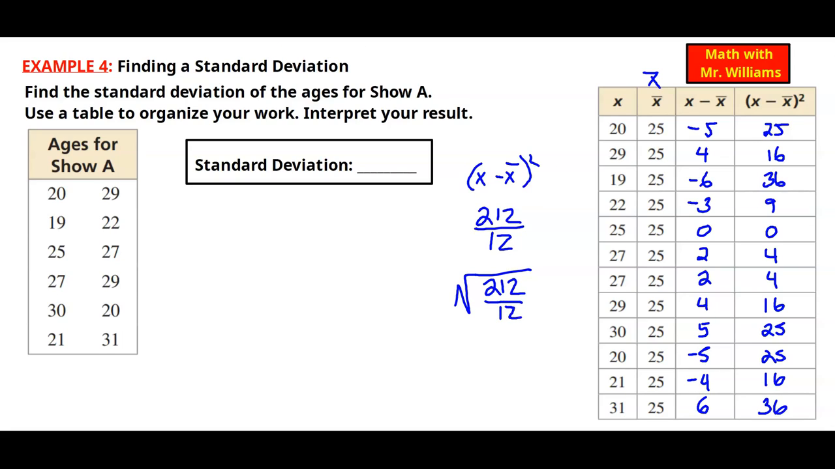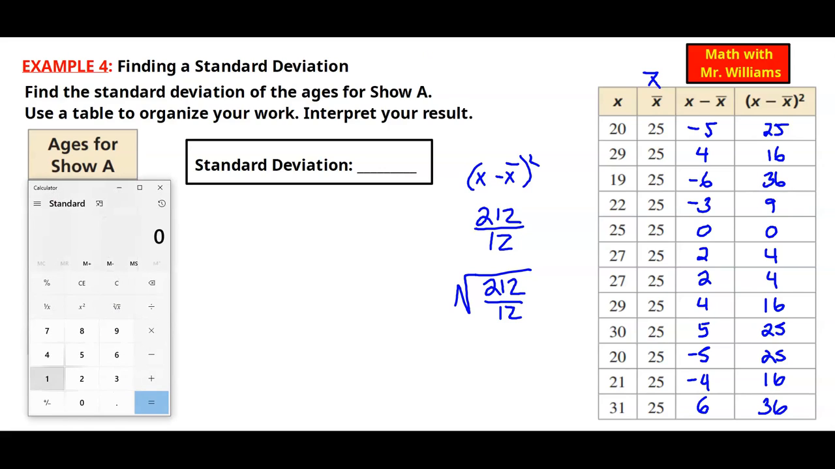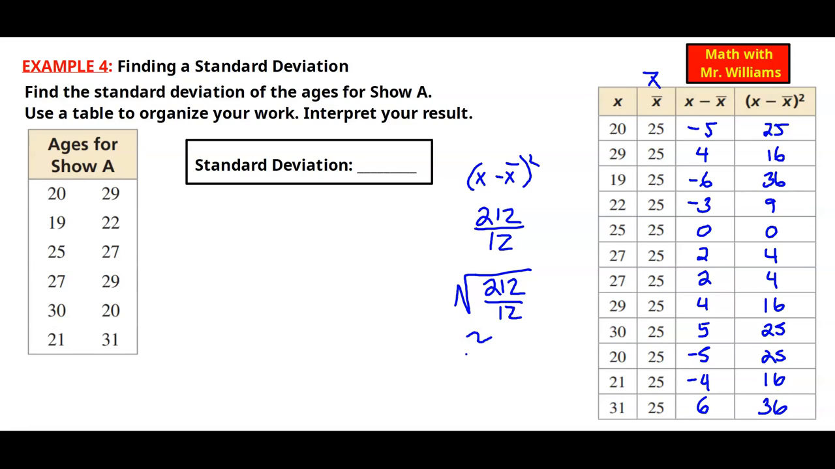So let's go ahead and go to our calculator. We're going to type in 212 divided by 12, and that's going to give us a long decimal, but now we hit the square root button, and we end up with about 4.2 as our standard deviation. Okay, so the standard deviation is about 4.2. This means that the typical age of a contestant on show A differs from the mean by about 4.2 years.